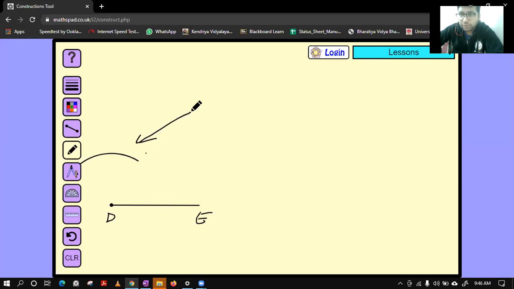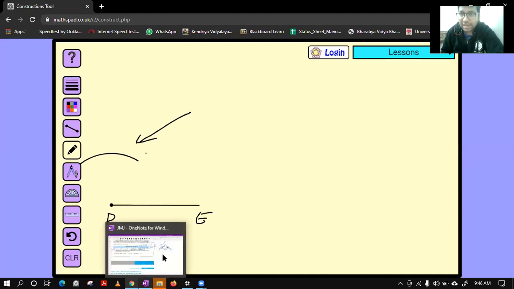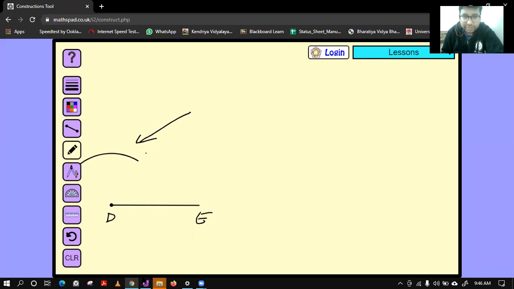Okay, Harjot, once again. So class, what should we do to get the exact position of point F? The third thing that is given to us is angle. Angle D, yes, angle D is 90 degree. That will help us to get the exact position of point F. Let's try that.